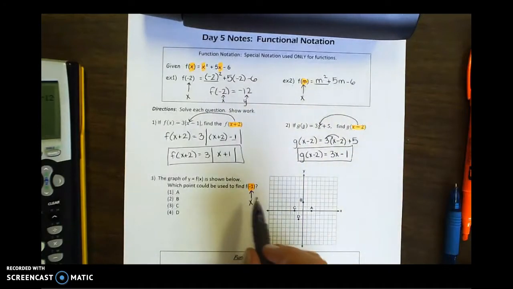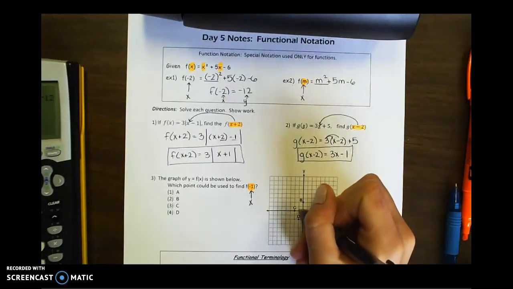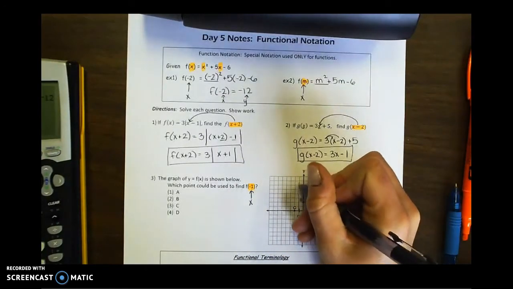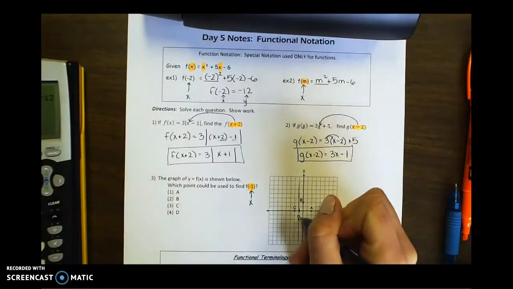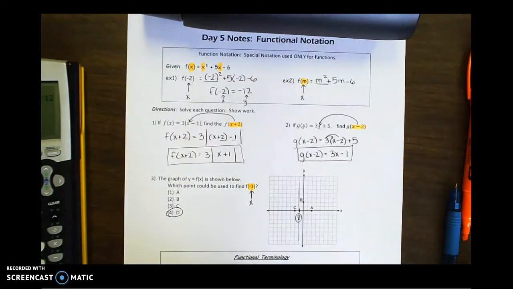So I want to look, where is my x equal to -1? So let's take a look. Here's your x-axis. We're going to go to -1, which is going to be right here. Now we're going to go all the way up, all the way down. Which point is there? Well, that's point D. So the answer there is going to be point D. Okay, and that's going to be our review on function notation.